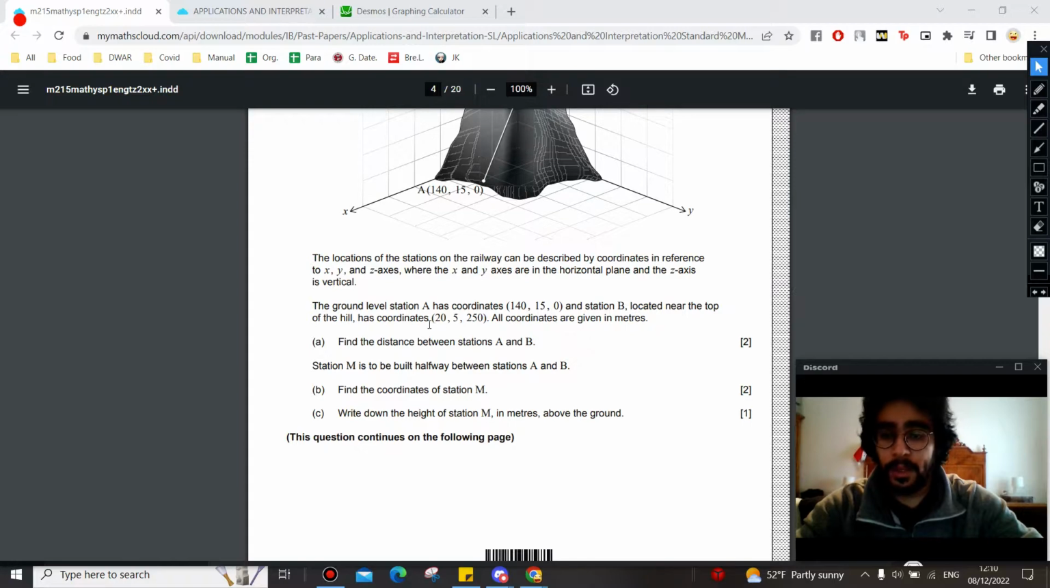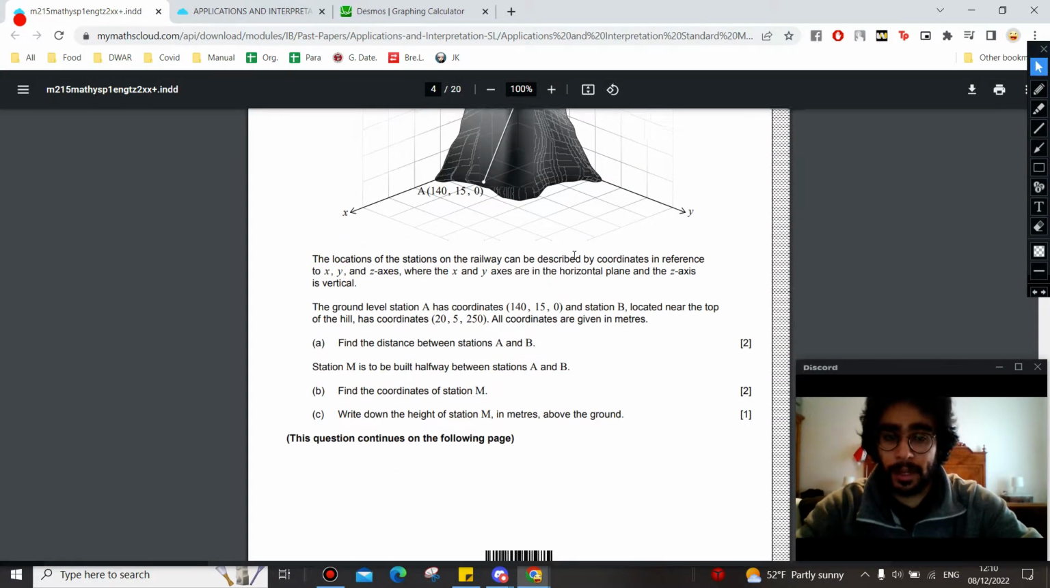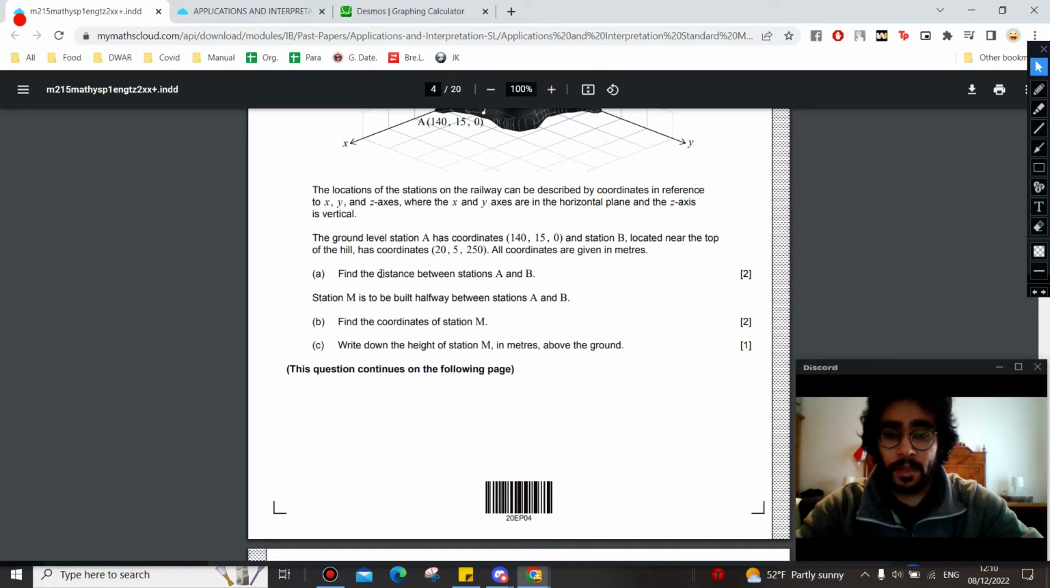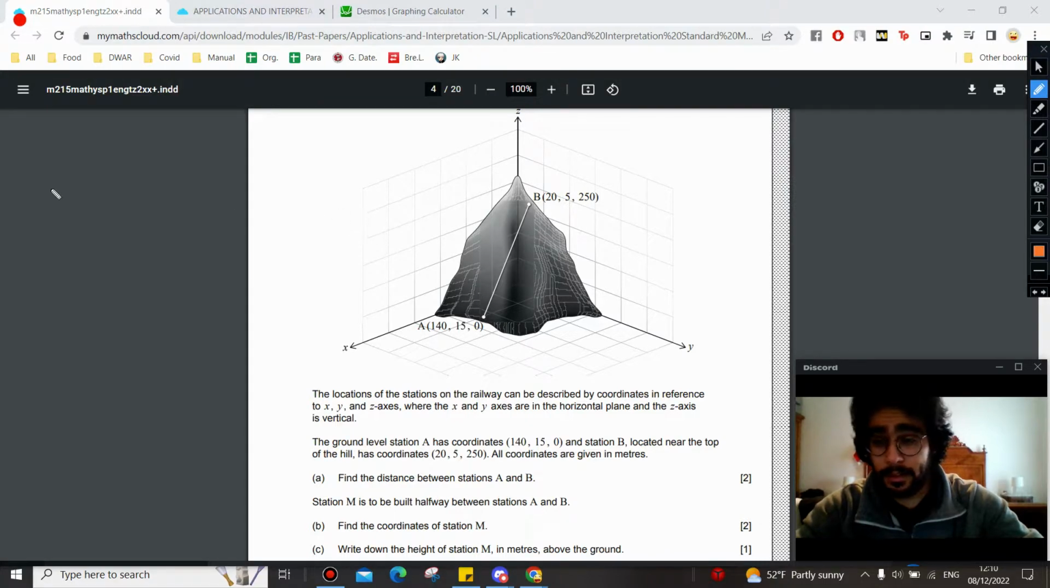Okay, that's fine. The ground level station A has coordinates, and station B, which is located near the top of the hill, has another coordinate, and all coordinates are given in meters. Perfect. We have two points in a three-dimensional coordinate system. Find the distance between stations A and B. Well, how do we find the distance between two points in a coordinate system?